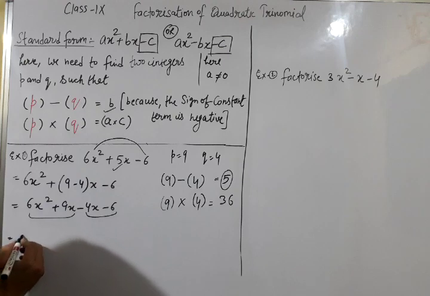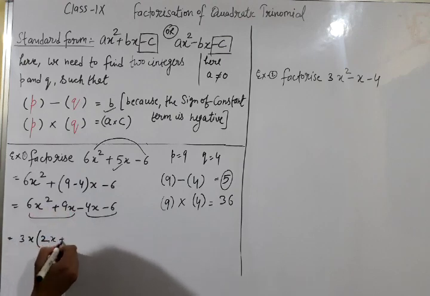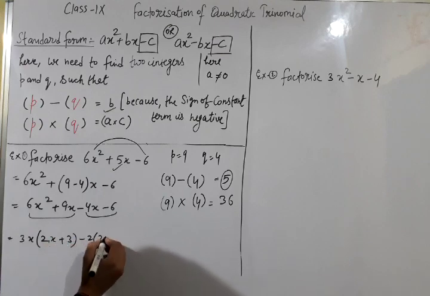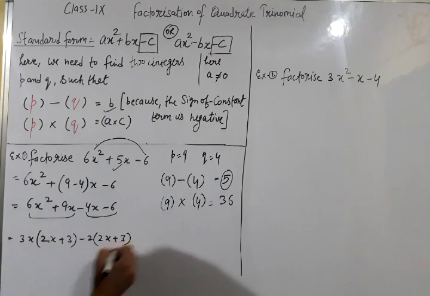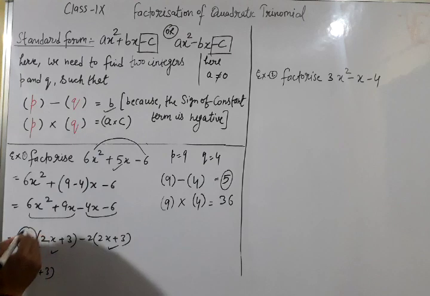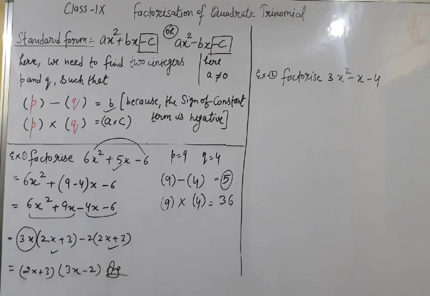Here we can see 3x is common, 3 2s are 6 and 3 3s are 9, so 3x into 2x plus 3. Here we can take out minus 2 common, so that 2x plus 3 is left, and the final common term throughout the polynomial is 2x plus 3. What is left? 3x minus 2. This is the required factorization of the given quadratic trinomial.